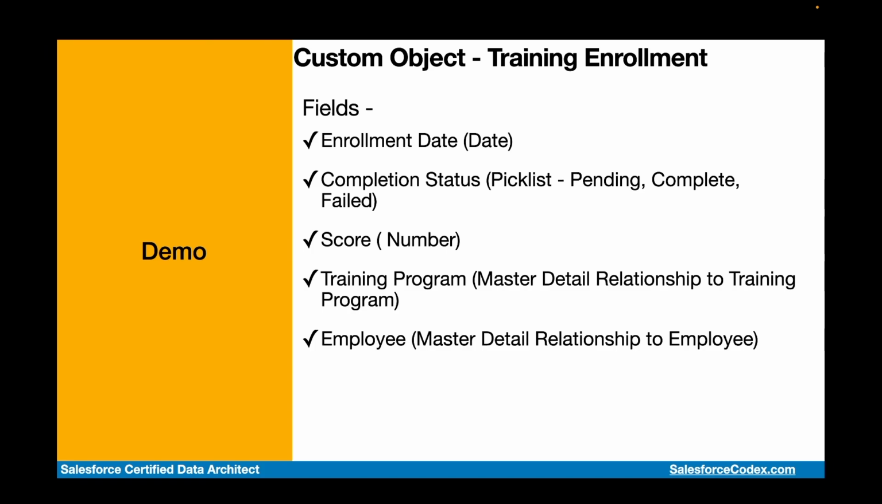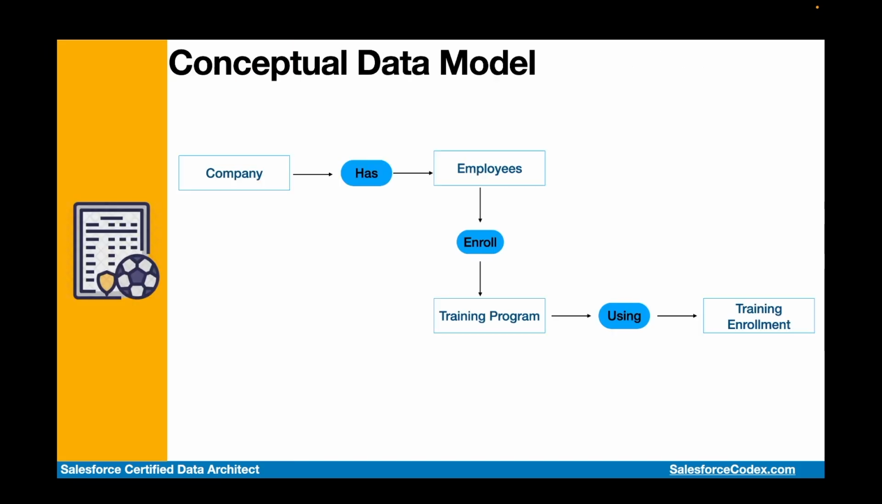And why is this? Because for a particular company, multiple employees can be there, and those multiple employees can do multiple trainings. So for that kind of situation, we have to go with a junction object, right? So you will see, this could be a conceptual data model for this use case, where the company has employees which they can enroll to a training program using the training enrollment object, right? So this can be a conceptual data model.